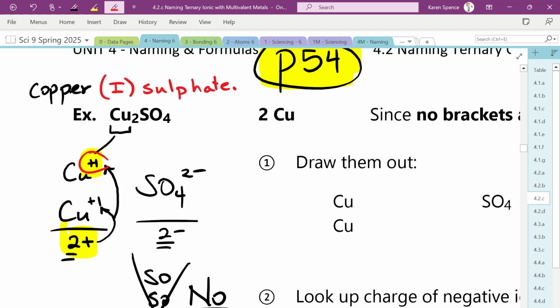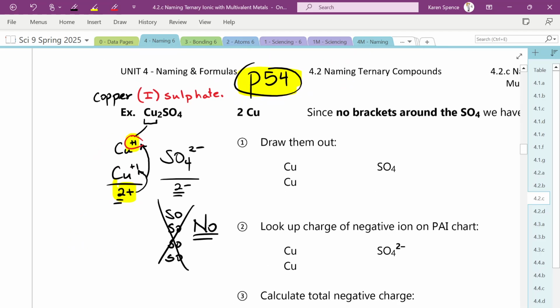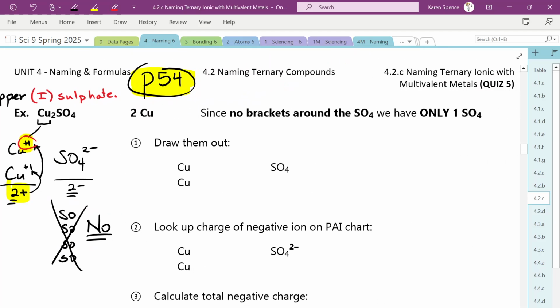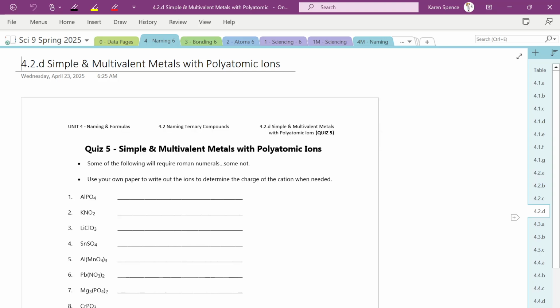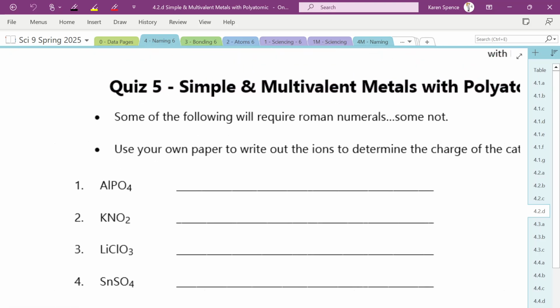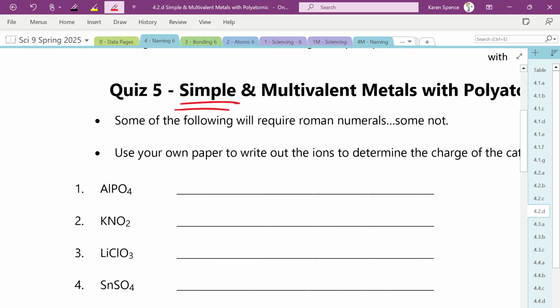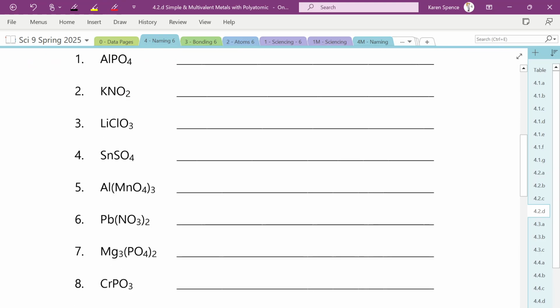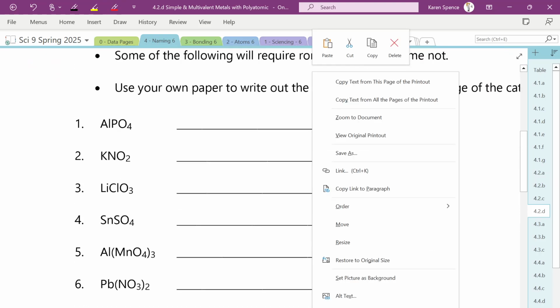So if you have not yet written quiz 5, quiz 5 involves 4.2c, so you can practice this part, but it also involves 4.2d, which is where you have some that are simple, which need no Roman numeral. This is page 59.